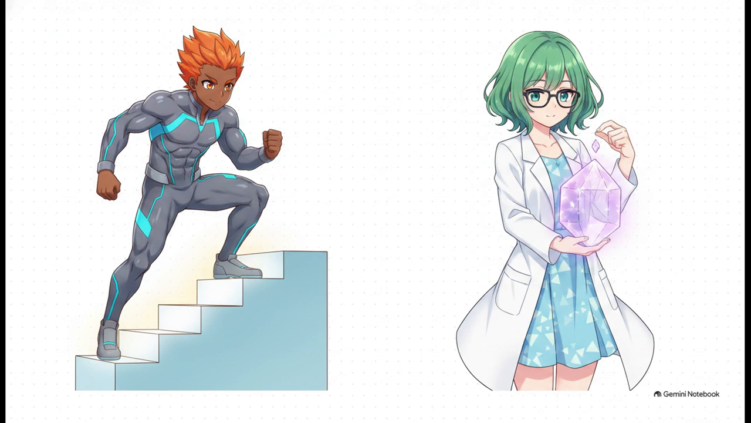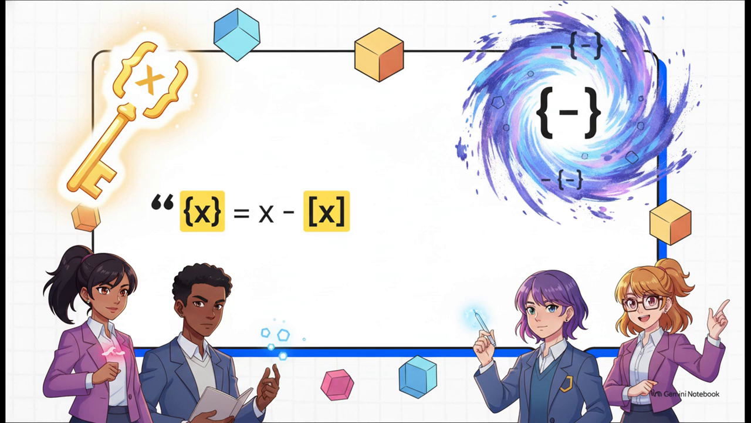Then we have the fractional part function, sitting in curly braces, also known as the mantissa. This is simply the decimal leftover. So just to visualize, if your number is 3.2, the greatest integer is 3, and the fractional part is 0.2. Make sense? Okay, so the crucial point is this golden rule right here. The fractional part of x is always equal to x minus the greatest integer of x.